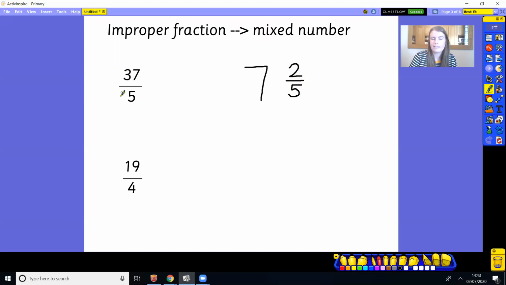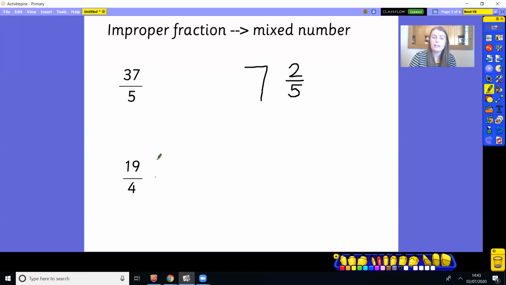I can fit 7 times 5 into 37, and I have 2 left over, and that becomes my numerator. Denominator stays the same. Okay, if we were to work backwards, you could check your answer. So 7 times 5 is 35, add the 2 is 37, 37/5. So we've got that one right.